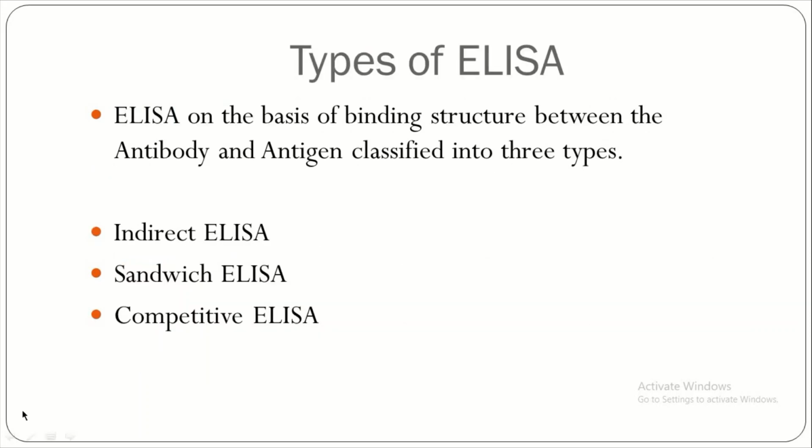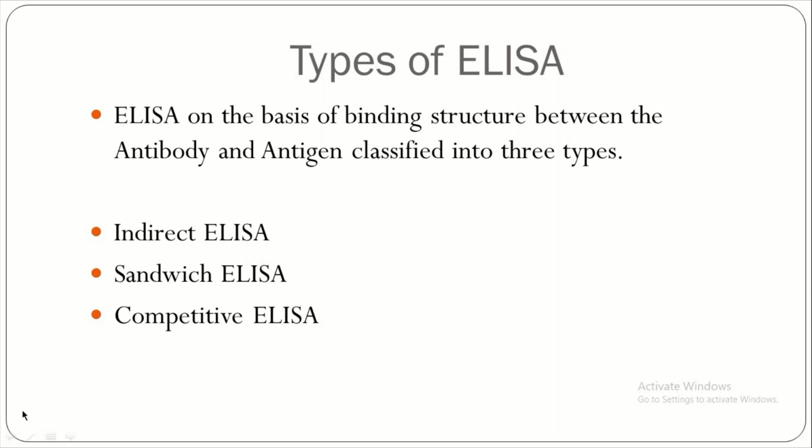Next we will see the types of ELISA. Generally, on the basis of the binding structure between the antibody and antigen, ELISA is classified into three types. The first type is indirect ELISA, the second is sandwich ELISA, and the third is competitive ELISA. We will see these three types in detail with their procedure, how they work, and what their applications are. Finally we will see the advantages and disadvantages.